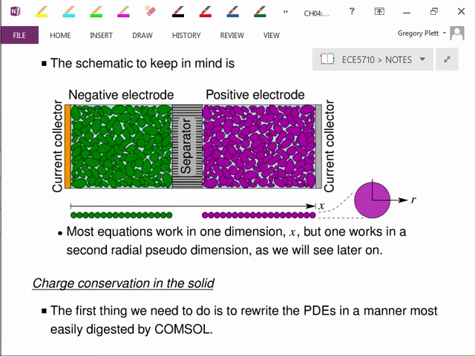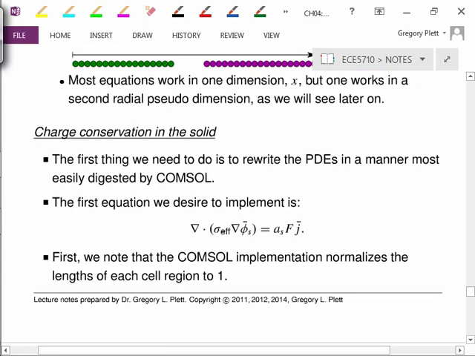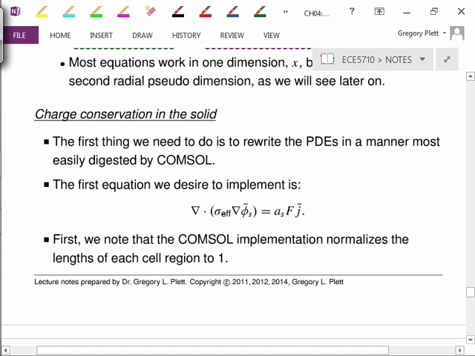We're going to go through our model equation by equation and show how to slightly rewrite the form of the equation to make it easily digestible by COMSOL, so I can easily enter it in a form that COMSOL will accept, and COMSOL will then simulate. The first equation that we want to implement is this one, the charge conservation in the solid.